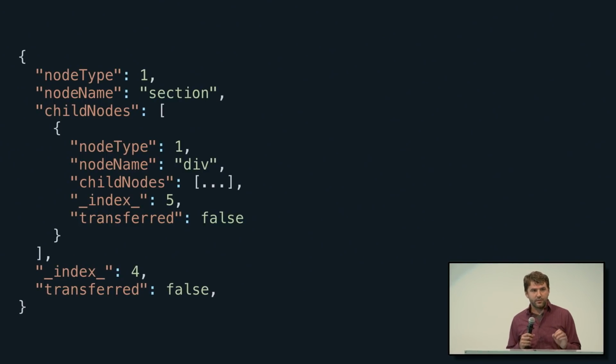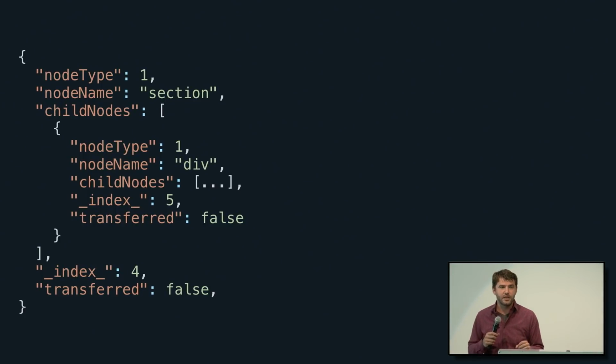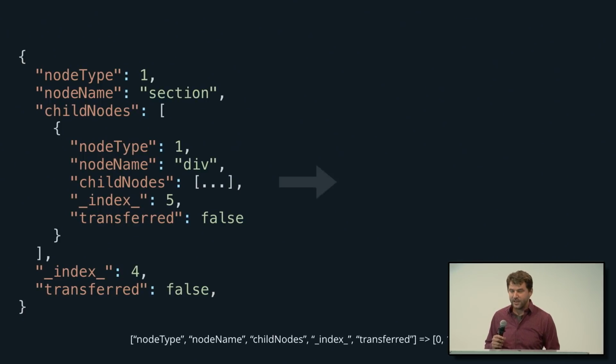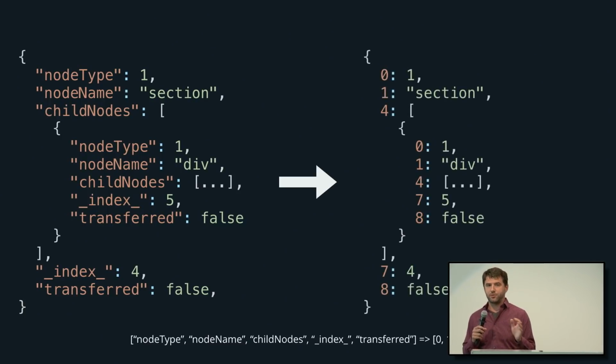But something we learned, a very important discovery along the way, is that given the same complexity of a message, the size of the message actually has a material impact on how fast it transfers between threads. So let's make this smaller. Sounds like a simple task, and it actually works pretty well for this specific type of application. We're going to use something called a substitution cipher. It's a fancy term for a replacement. So we can say node type, node name, child nodes, index, transferred are actually just numerical indexes in a table.